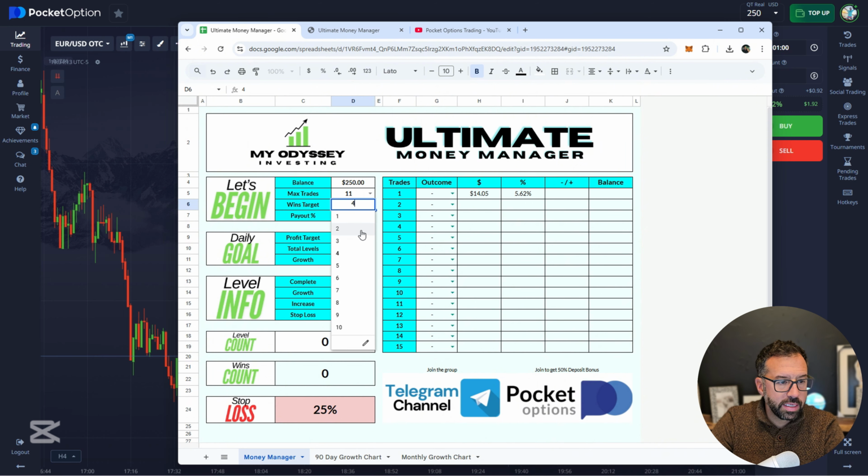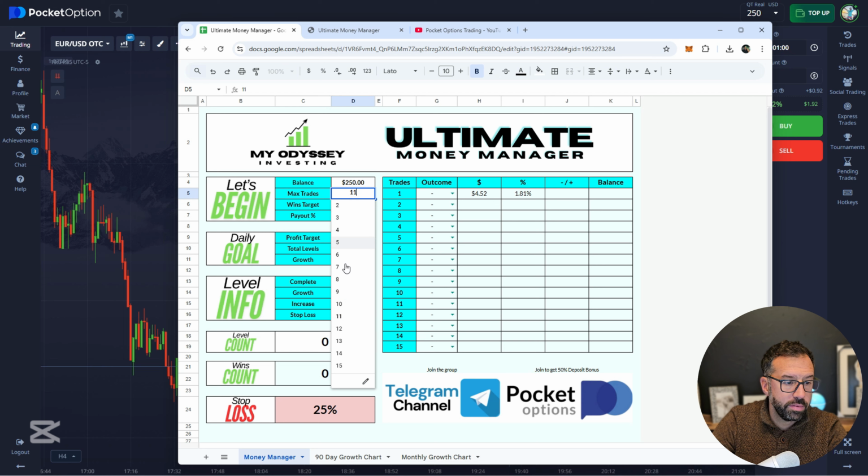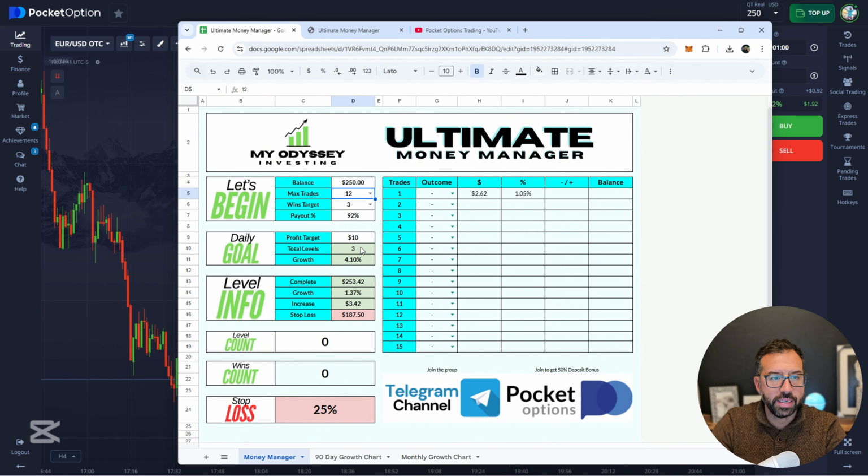And maybe I want to make this 2. So if I change it to 3 wins out of 11, that means it's going to take me 2 levels to get there. And this will earn me 4.88%. Okay, well, we're going to change this to 12. Let's do 12 and 3. It's gonna take me 3 levels. Okay, let's work with this.